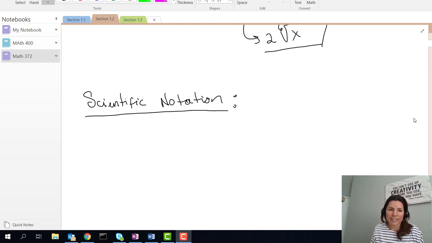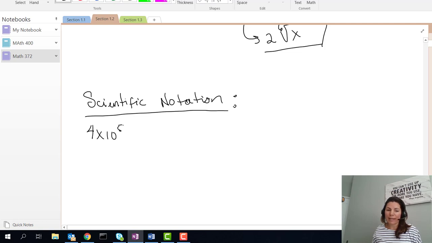Hey there, so this is the last part of this section, which is scientific notation. Scientific notation comes up a lot in science, and we'll also use it quite a bit in math. But for example, say I give you 4 times 10 to the fifth. So what does that mean?